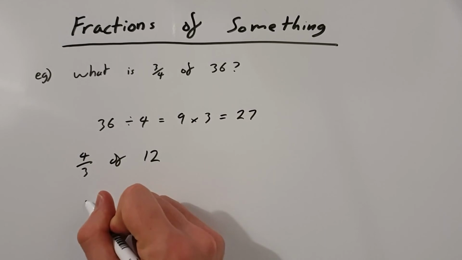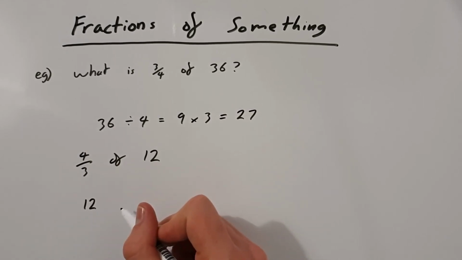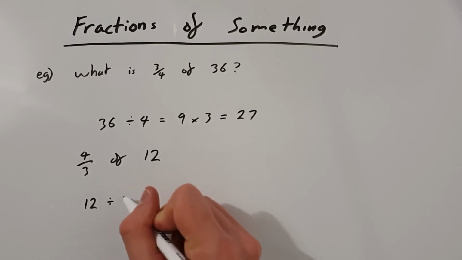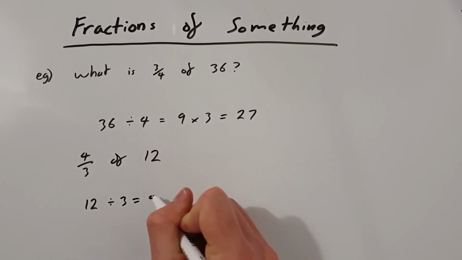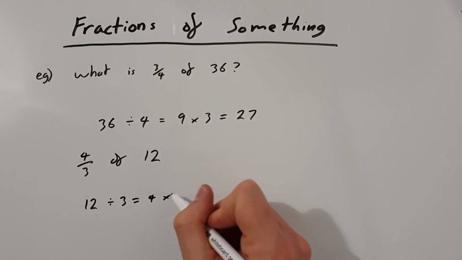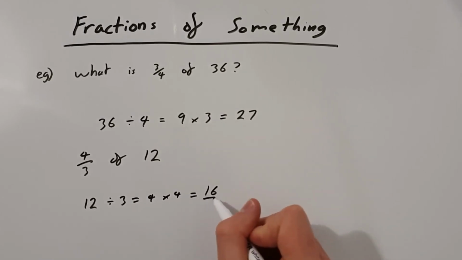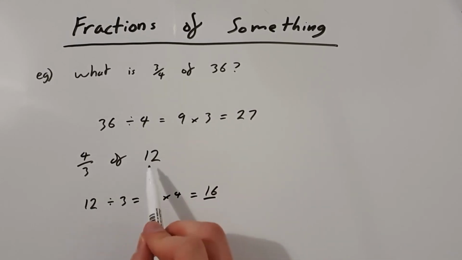So we'd start off with 12 and we'd say, okay, so we want to divide by the denominator. 12 divided by 3 equals 4. Multiply by the numerator. 4 times 4 equals 16. And that is the answer to what is 4/3 of 12 is 16.